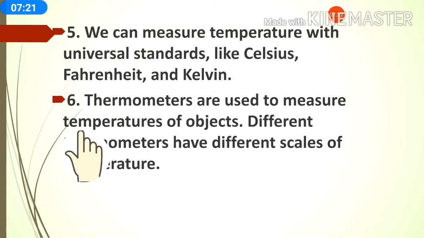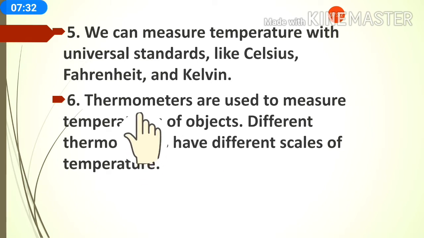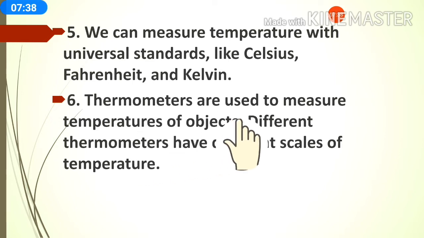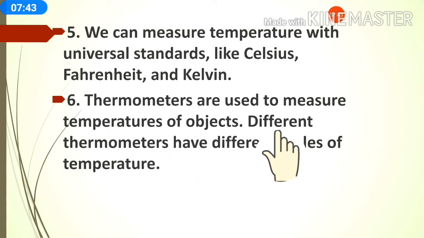Thermometers are used to measure temperature of objects. To find the temperature of any object we need what? One device. So that device, which one? Thermometer. So thermometer is a device which gives the temperature of an object, means how much hot or how much cold. So it is a device to measure the temperature of objects.